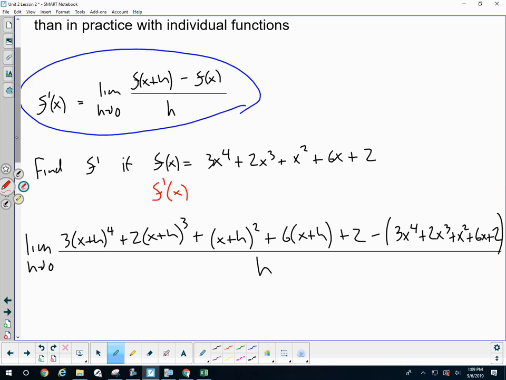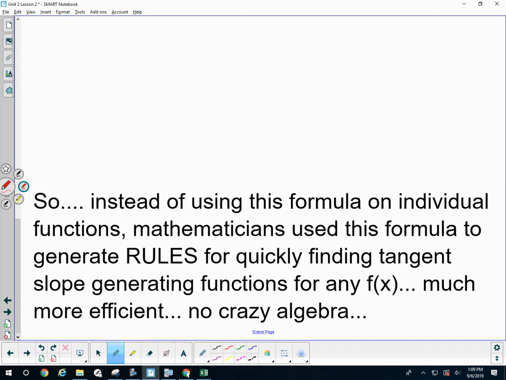Because these mathematicians did not use this formula for individual functions. Instead, they used that formula to develop rules. And these rules, we are going to spend the rest of the units learning and then applying so that we can go straight from an f to an f prime like that. And then we can do all the fun analysis of functions and their instantaneous rates of change very quickly.